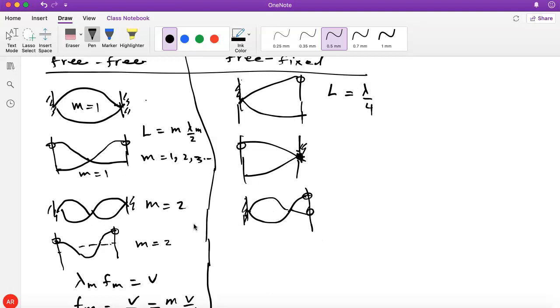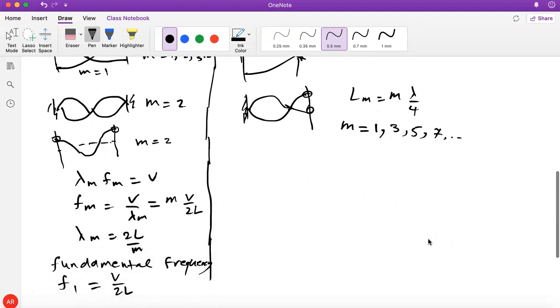So that gives an odd multiple of lambda over 4, right? You have lambda over 4 plus 1 lambda over 2, which is 2 lambda over 4. So that's 3 times lambda over 4. Here we had 1 times lambda over 4. So L_m in this case is m times lambda over 4, but m is not all integers. It covers the odd integers. So it can be 1, 3, 5, 7, etc.